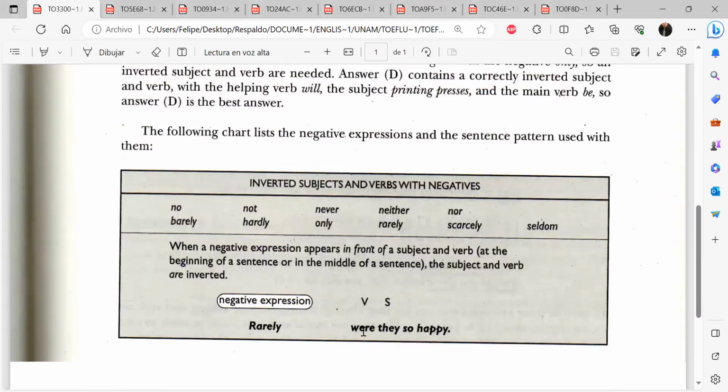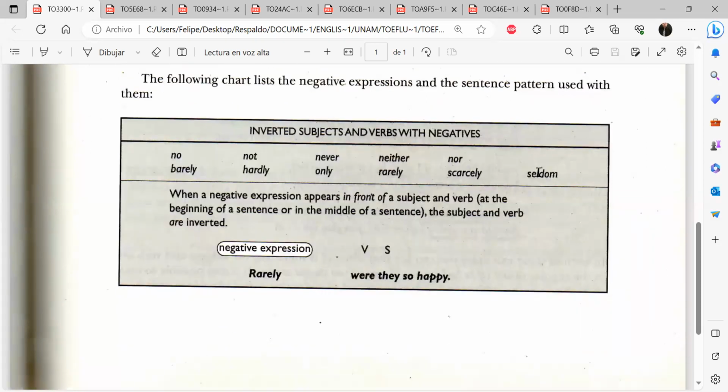Okay. So these are some negative adverbs that we can use: no, barely, not, hardly, never, only, neither, rarely, nor, scarcely, seldom. Of course, they can come together with other words, no?